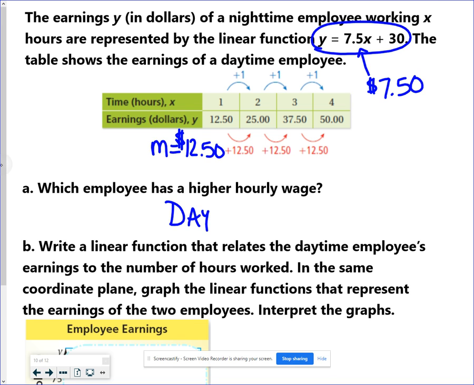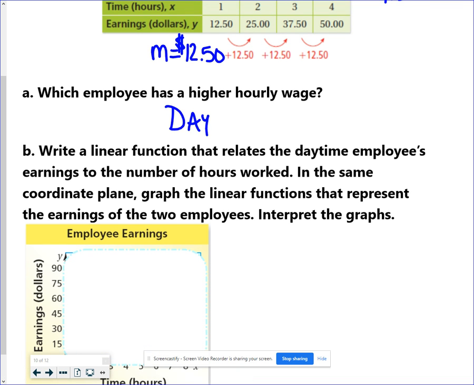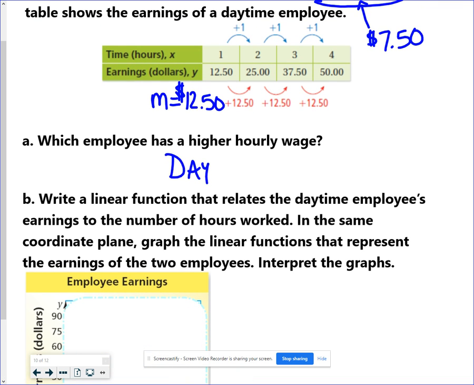So for part B, it says write a linear function that relates the daytime employee's earnings to the number of hours that they work in the same coordinate plane. We're going to graph these. Okay, so let's just write this equation. This person is getting $12.50 every single hour. There's no, hey, you showed up for work, you get money. So the equation for the daytime employee is going to be y equals, I'm just going to write 12.5 instead of 12.50, but that's how much they get paid for every single hour.